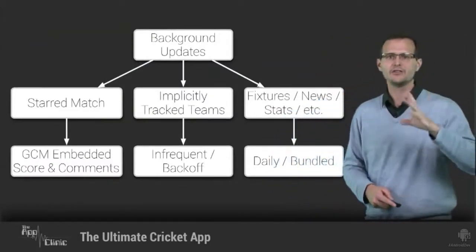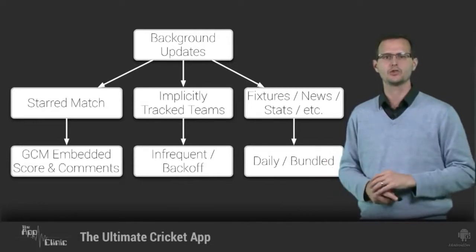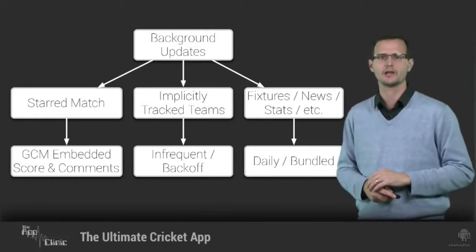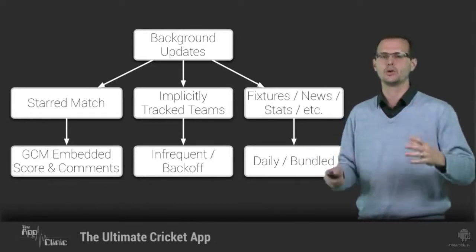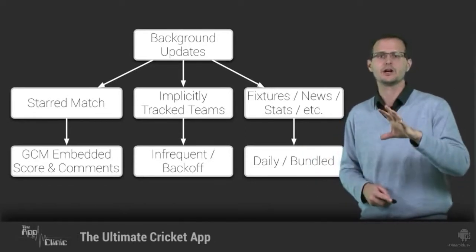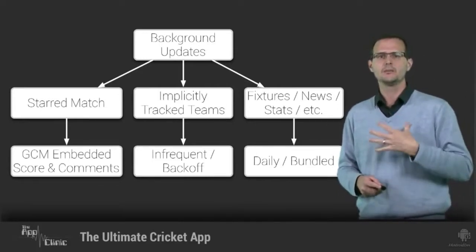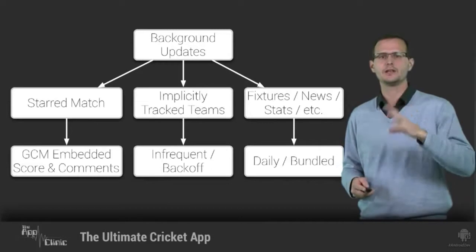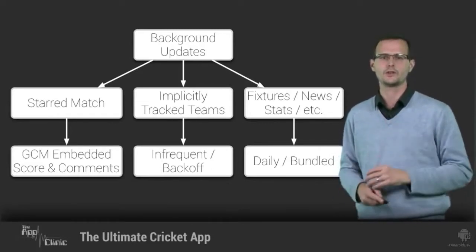Now, we have starred updates for which we want notifications. We have implicitly tracked teams for which we want to do regular updates to keep the app fresh, and updates on fixtures and stats that probably only need to happen once a day. You may even argue that only starred matches need to be updated in the background, but personally I think that there's value in keeping the app up to date even when it's not running, as long as we can do so in a way that doesn't drain the battery.